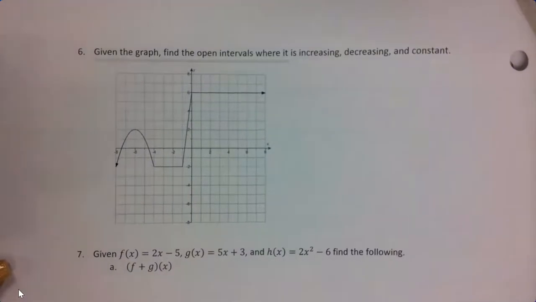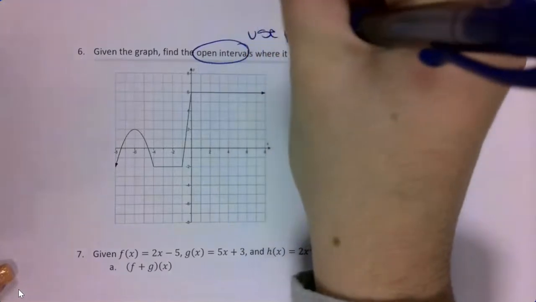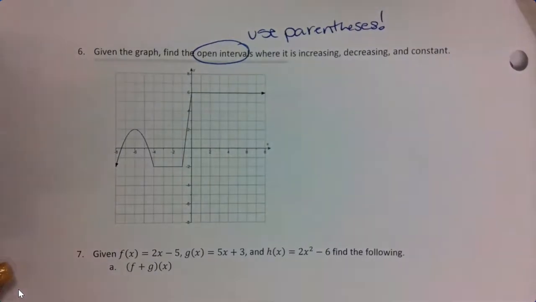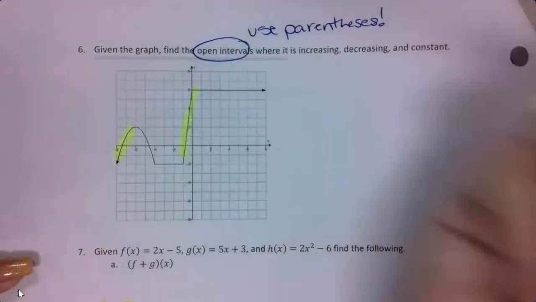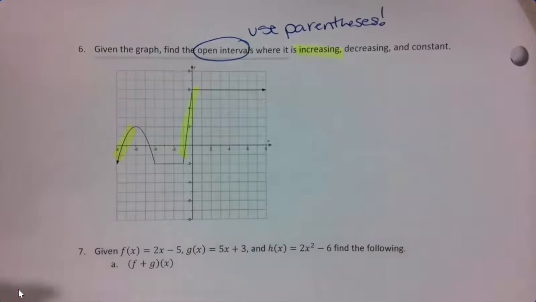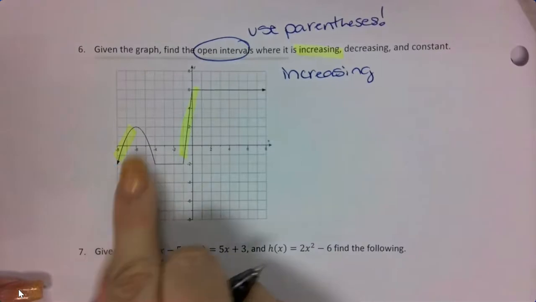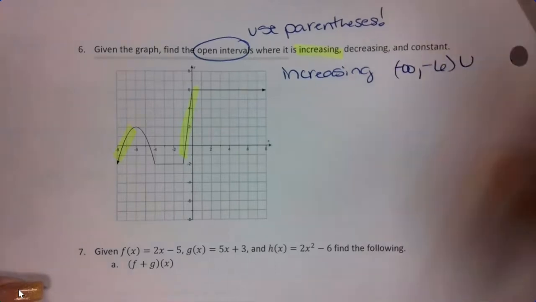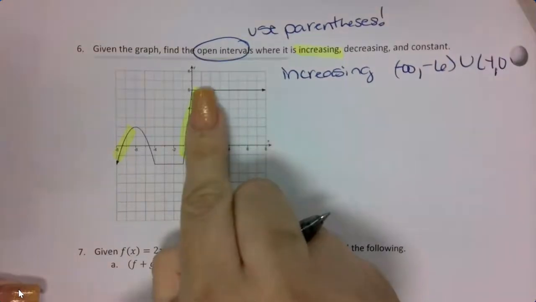Okay. Number 6 says, given the graph, find the open intervals where it's increasing, decreasing, and constant. Open intervals means use parentheses. So then what I want to do is, increasing is where it has a positive slope. So it's got a positive slope right there. It starts on the left side and stops at the value of -6. So negative infinity to -6. And then it starts up again at an x value of -1 and stops at the x value of 0.